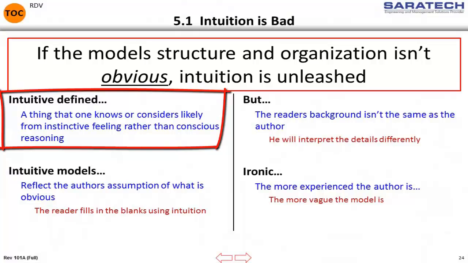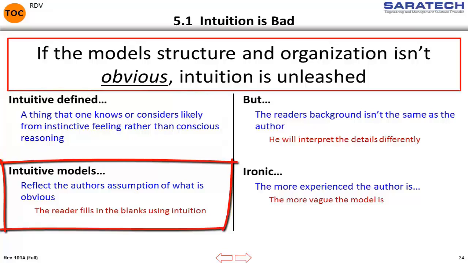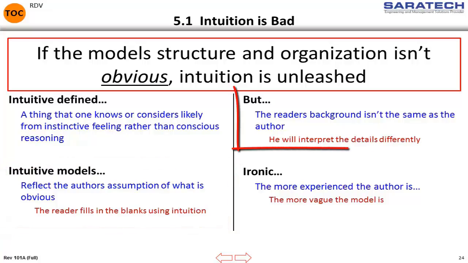Intuition is defined as the ability to interpret something without the need for conscious reasoning. Unfortunately, how we interpret something is completely dependent on our own personal history and experience. An intuitive model is nothing more than a reflection of the author's bias towards what he or she thinks should be obvious. But my assumptions regarding what should be obvious are not going to be the same as yours. So anything that is left open to interpretation will be, and not necessarily in the way that was intended.